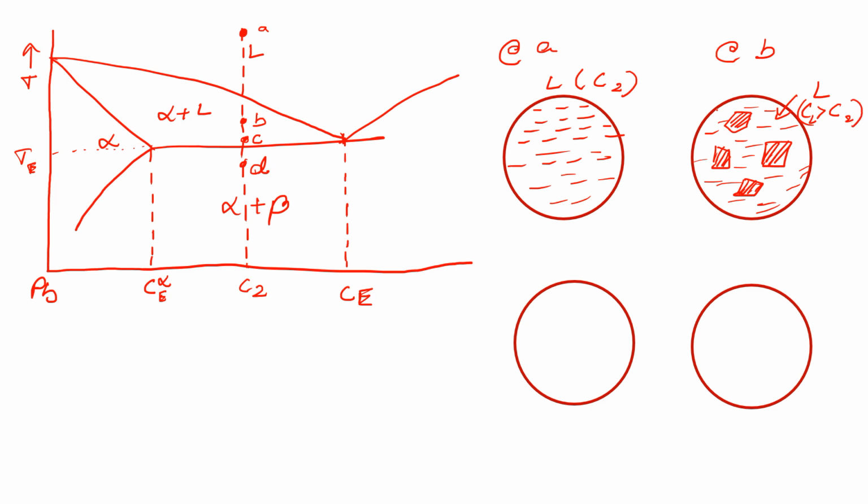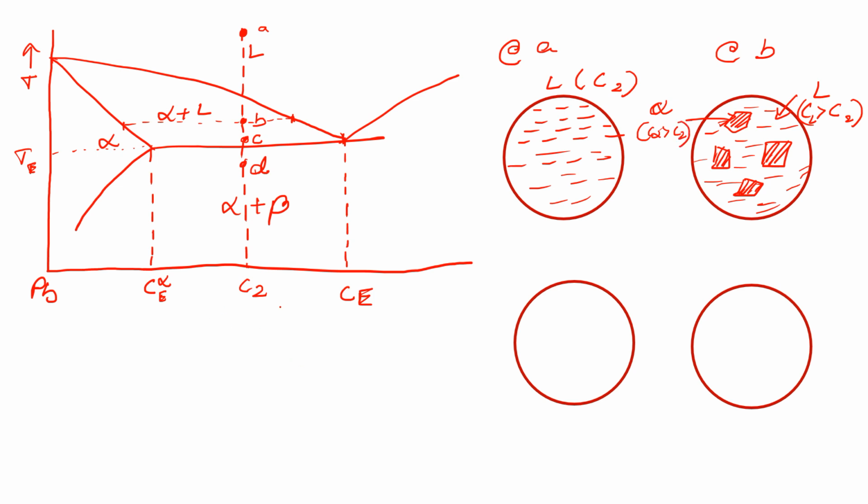So this liquid's composition is greater than C2. You can see if I draw a tie line like this, the point where the tie line touches the liquidus will be the liquid composition, which is higher than C2. The point where my tie line touches the solvus boundary here will give me the composition of alpha. So C alpha, these are the alpha crystallites whose composition is greater than C2.